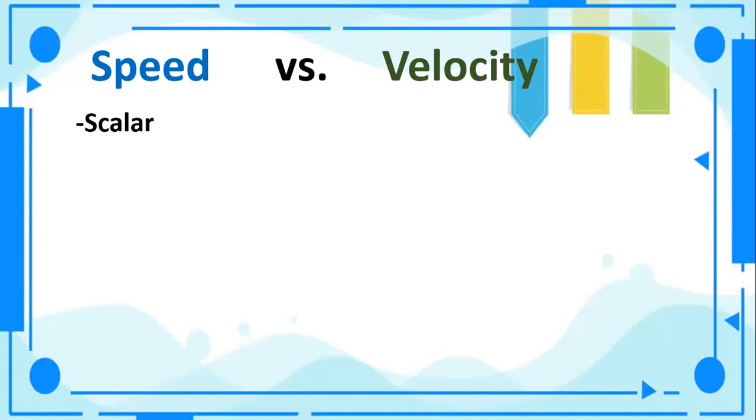The speed does not tell us the motion or direction of the body or object, while the velocity is a vector quantity, which has both the magnitude and direction. Unlike speed, the velocity tells us the speed and direction of the body or object.